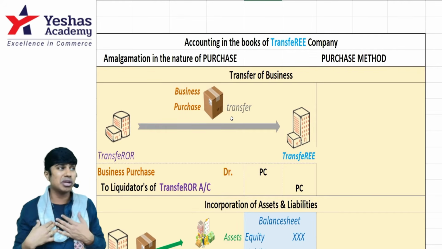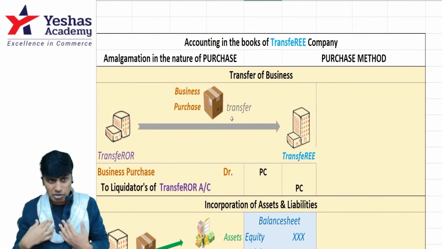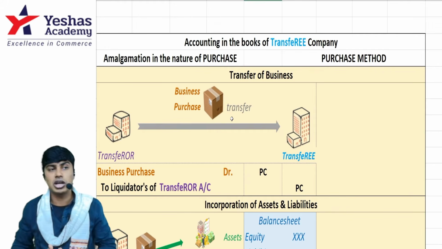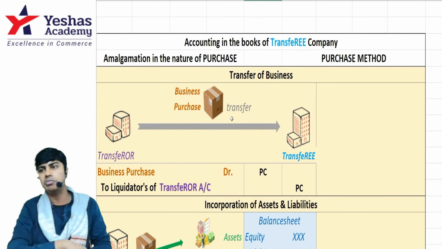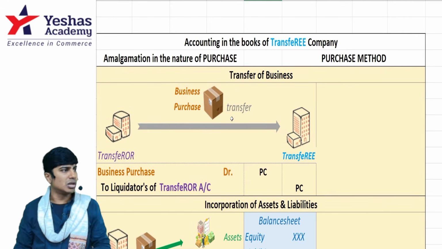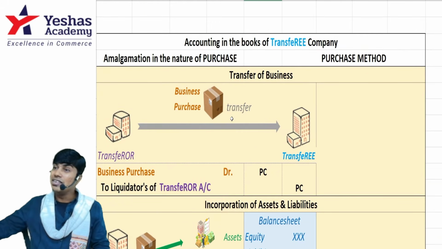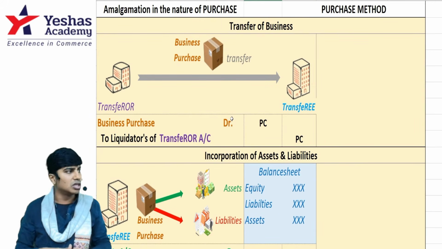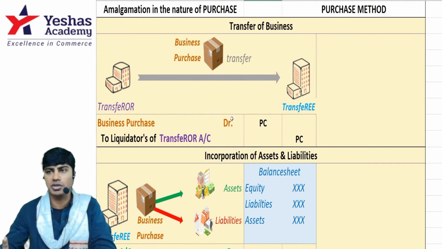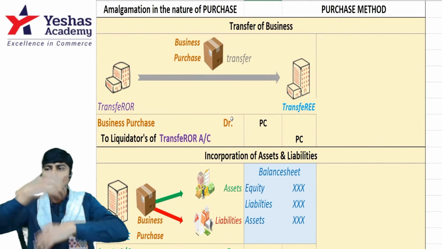I'm doing amalgamation in the nature of purchase. Number one, I receive the box. Business purchase account debit. That box is called business purchase. They call it realization. I call it business purchase. Whom am I supposed to pay? Liquidator of transferor. I'll write business purchase account debit to liquidators of transferor. First entry.